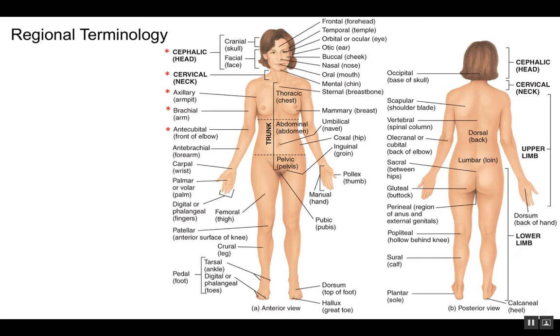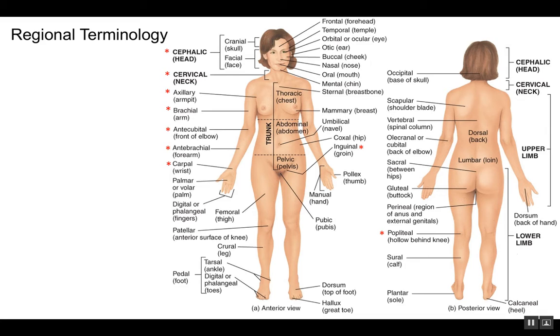Antecubital is the front of the elbow. There's some important veins that we draw blood from there. Antebrachial is the forearm, kind of the anterior portion of your forearm. Carpal means wrist. There are 8 carpal bones in each wrist. Some other ones we'll mention quite a bit. Inguinal refers to the groin area.